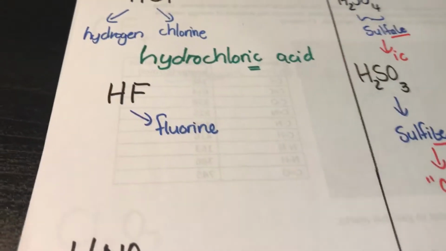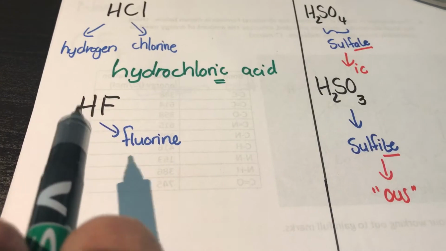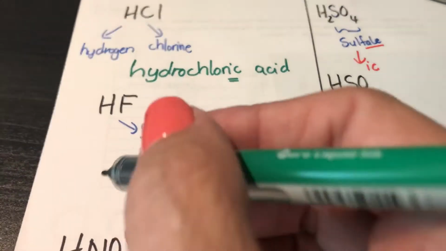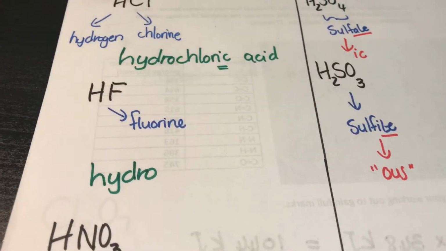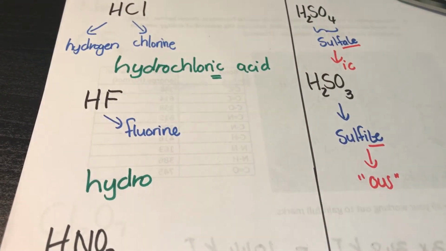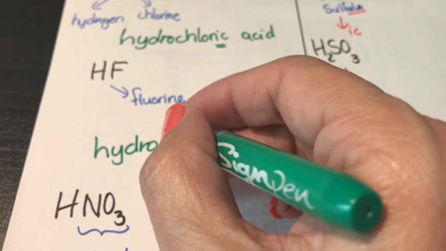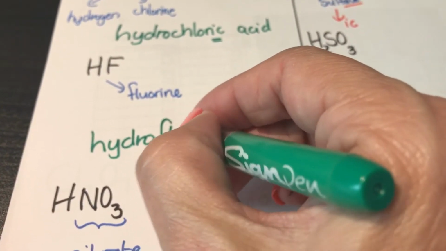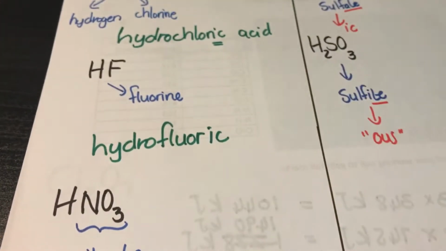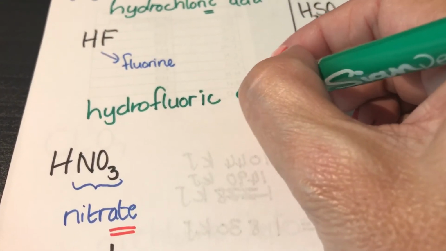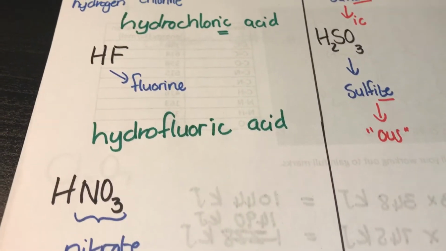If I look at the next example, this is also a binary molecule. Why? It's because it's a bond between hydrogen and fluorine. So again, my first word will be hydro, the first part of the name. Then the second part, the fluorine, will become fluoric. So it will be hydrofluor. Instead of INE, it becomes hydrofluoric, and I add the word acid. So that is my binary molecules.